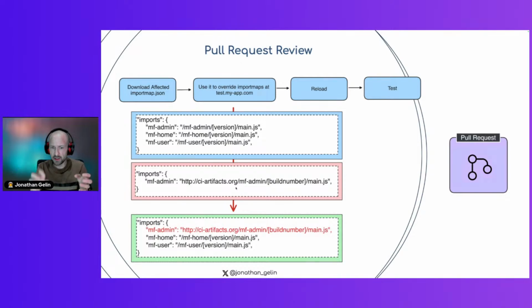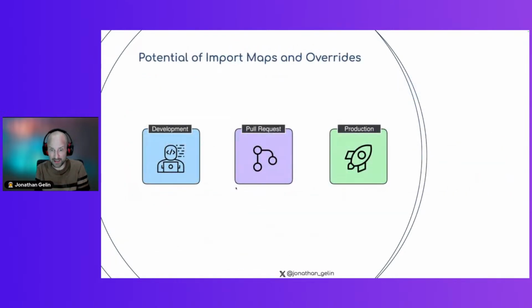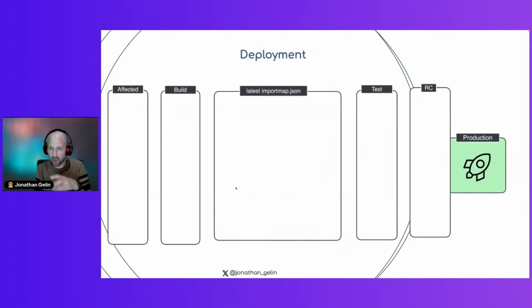It can just download that import map, plug it into any environment locally, right? And then test it. So the import map overrides facilitate a lot the review side, right? So you will accelerate it too. And then the last step is the deployment side.